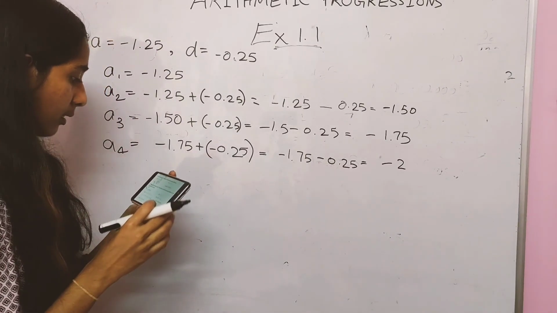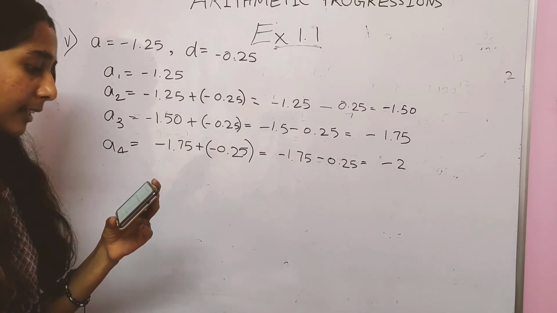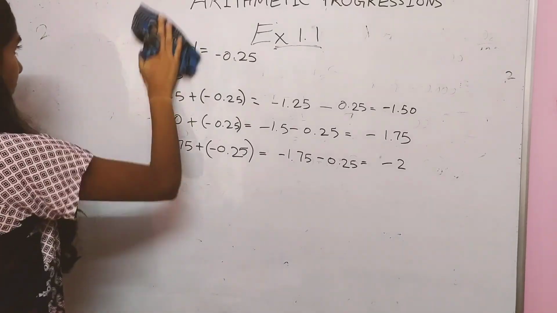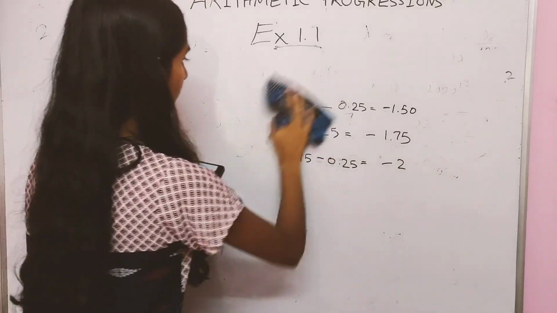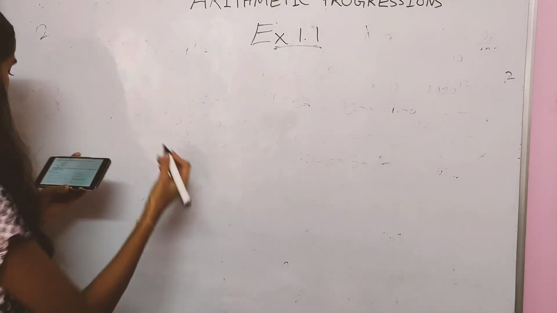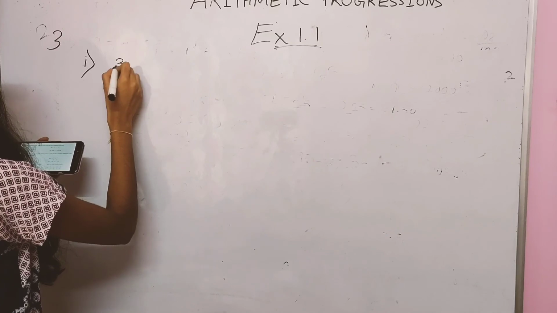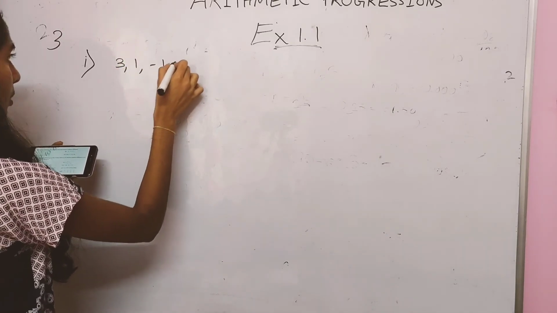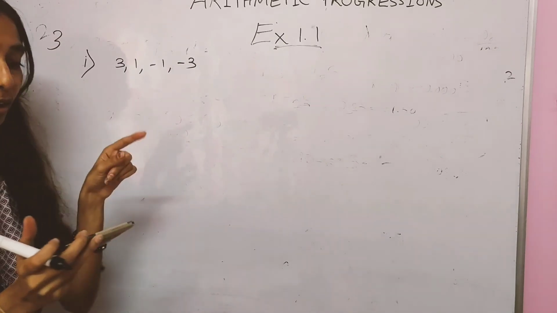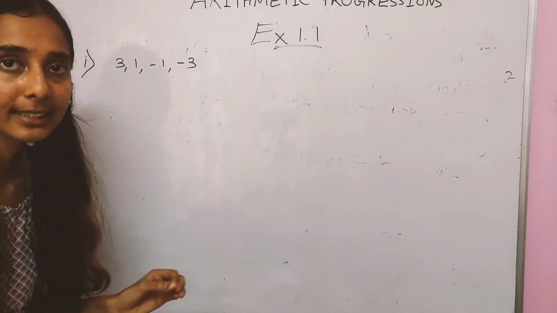And we shall go for the third main question. Find the following APs. Write the first term and the common difference. So in the first question, 3, 1, minus 1, minus 3. They have not told to check whether it is an AP. They have asked us to find out only the common difference and the first term.